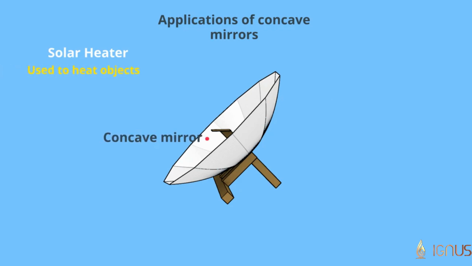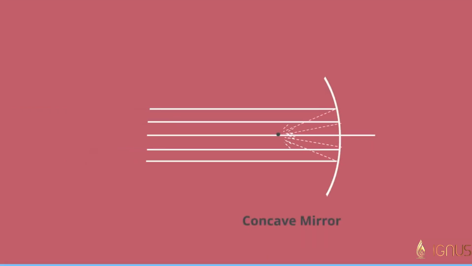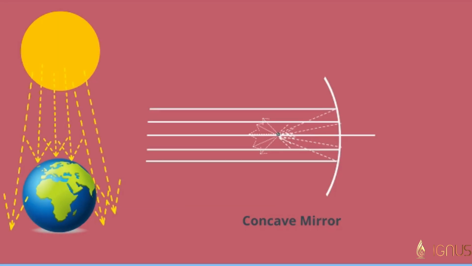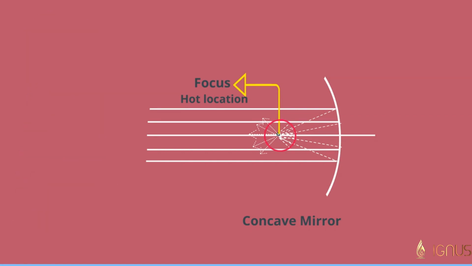We already know that the rays of light coming from an object kept at infinity will converge after reflecting from the surface of a concave mirror. Here, the sun is very far away, and hence the rays of light coming from it are parallel near the earth's surface. These parallel rays, after reflection, will be converged to a point called the focus. This focus is a very hot location in space, as all the sun's rays are concentrated at this point. If you bring a piece of paper to this point, it will quickly catch fire.